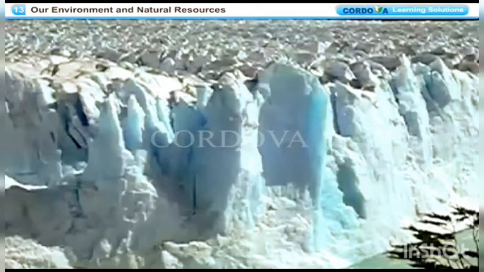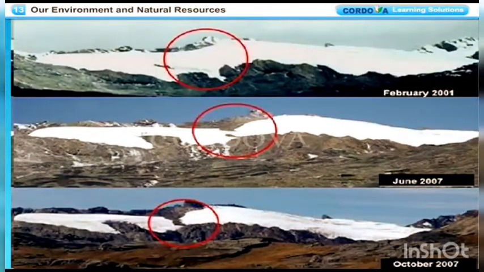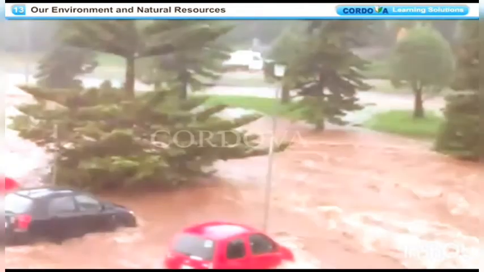Increase in the concentration of greenhouse gases in the atmosphere has increased the Earth's temperature. This is called global warming. Global warming causes climate change on the Earth. This results in melting of polar ice, rise in sea level, and submerging of low-lying areas near the sea.